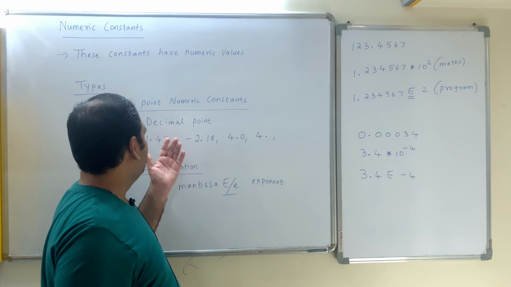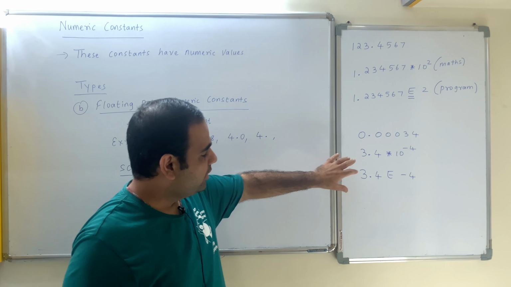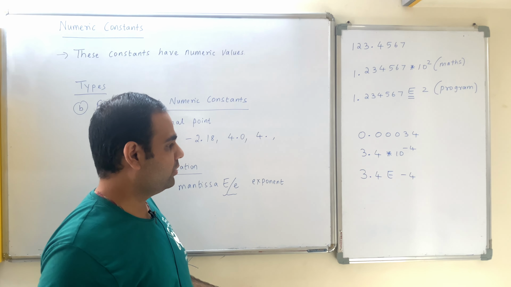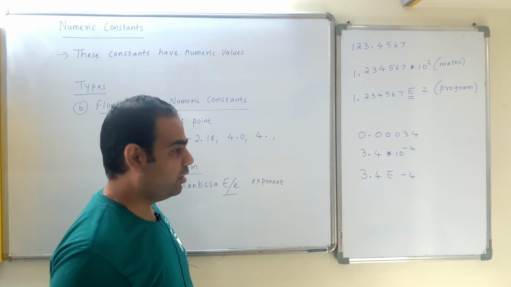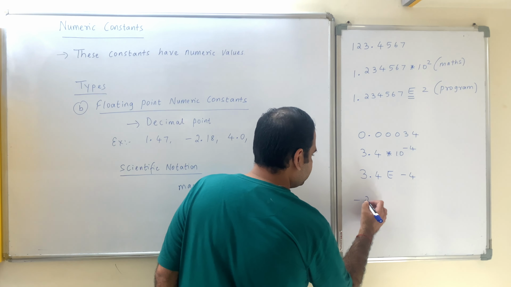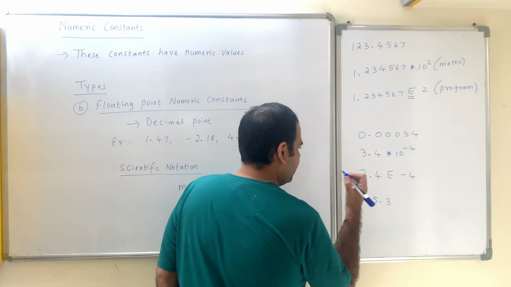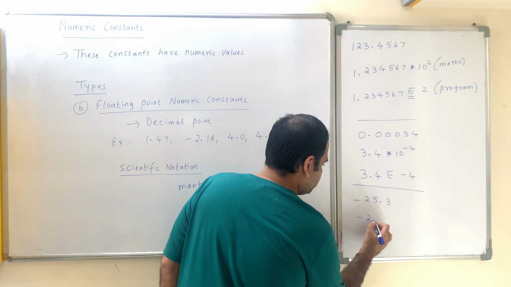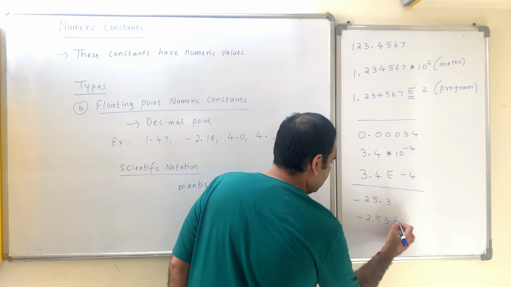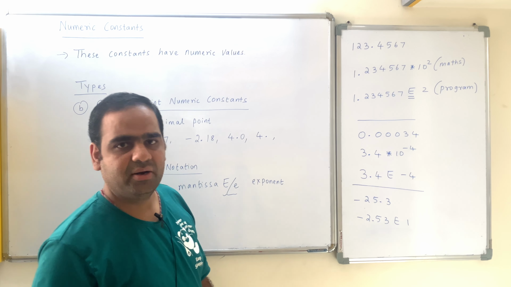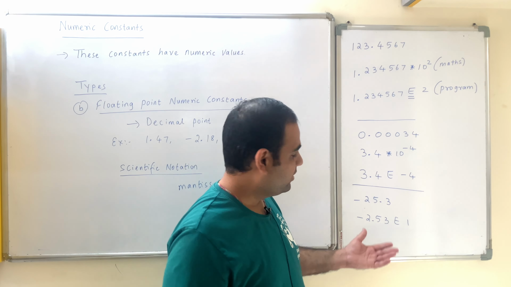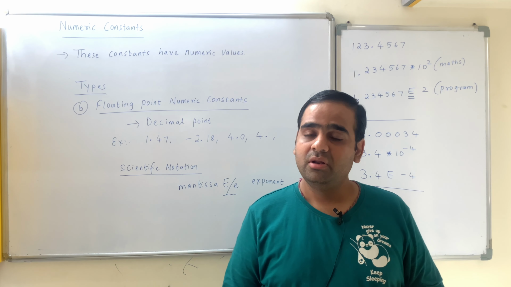This is the way you write the floating point numbers in scientific notation form. Similarly, we can say minus 25.3. How do we write it in programming language? We can write it as minus 2.53 E1, and this becomes the scientific representation for this number.